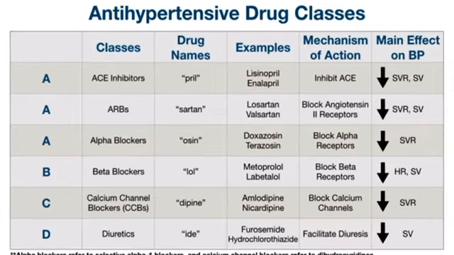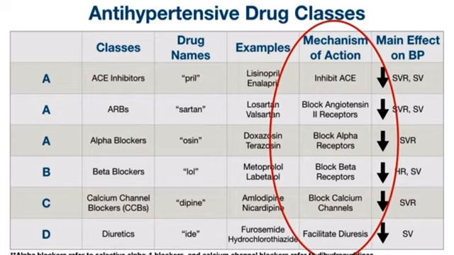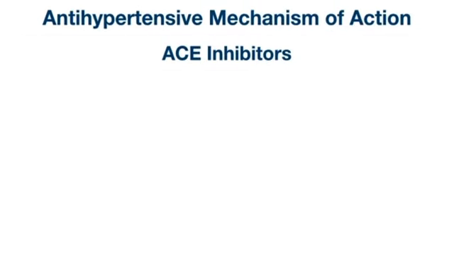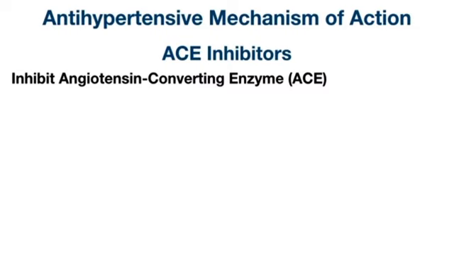As we continue to work our way through the chart, let's take a look at the mechanism of action of each antihypertensive class. This will help us get a better understanding as to how the medications are used to lower blood pressure. Starting with ACE inhibitors, as the name suggests, they're going to inhibit angiotensin-converting enzyme, also known as ACE.